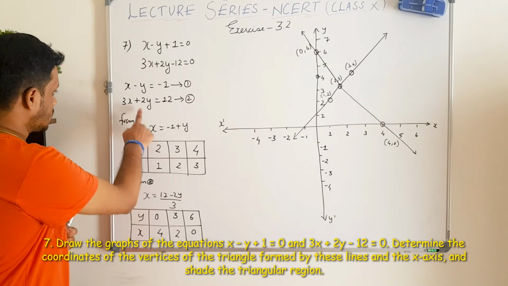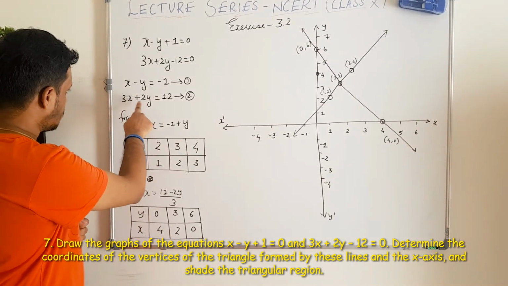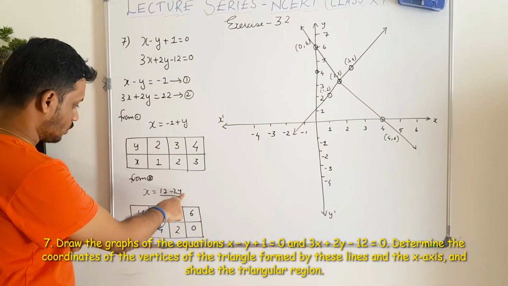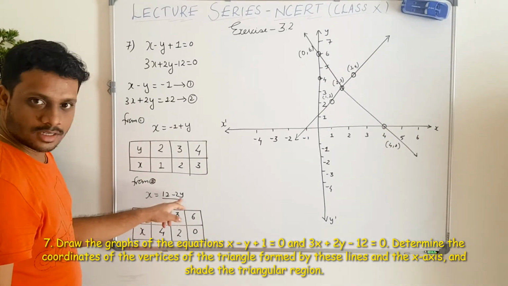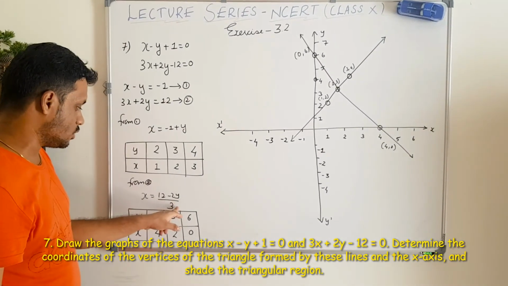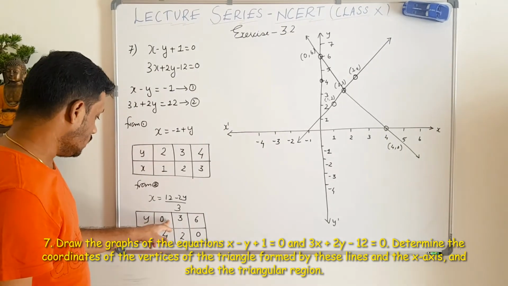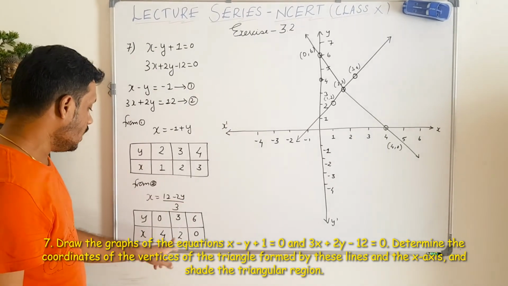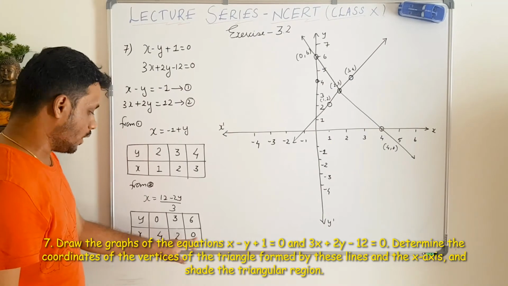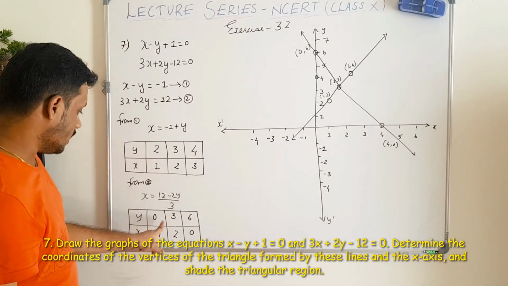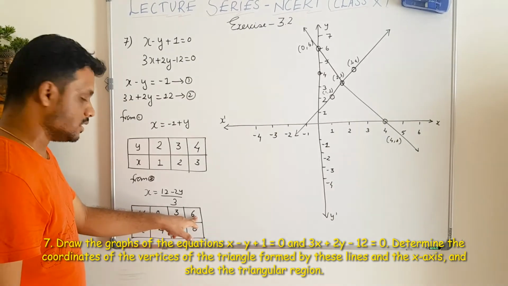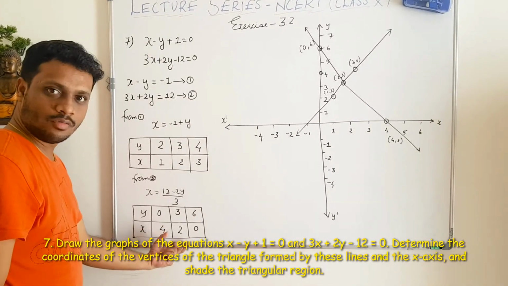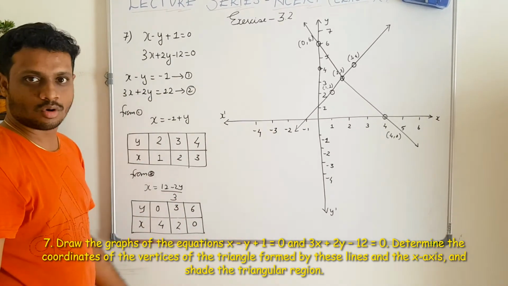And now moving on to the second equation, I have 3x plus 2y equal to 12. I took 2y to the other side and took 3 to the denominator. So I have x is equal to 12 minus 2y by 3. On substituting 0, 3 and 6 for y, I got x values as 4, 2 and 0 respectively. The idea of picking this is, as I told you earlier, we take the independent variable in such a way that the dependent variable is always a perfect number so that it is easy to plot on a graph.